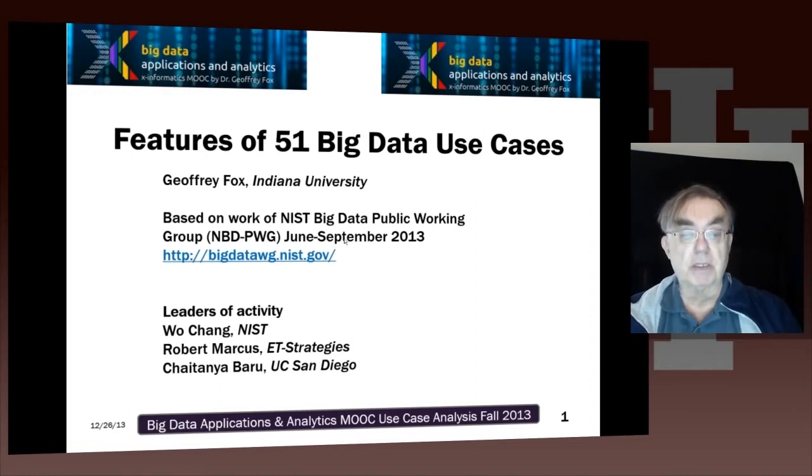This work is based on that done by NIST, National Institute of Standards and Technology, who have a big data public working group which worked from June to September 2013. The leaders of that activity were Wo Chang of NIST, Robert Marcus of ET Strategies, and Chaitan Baru of UC San Diego.